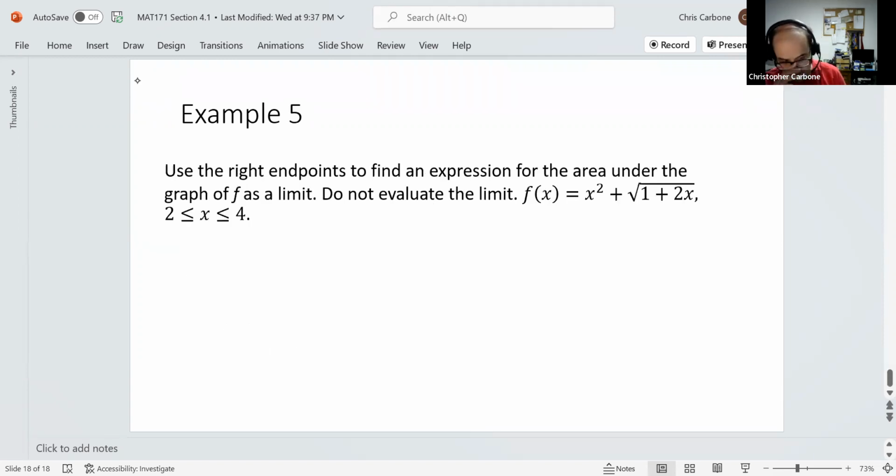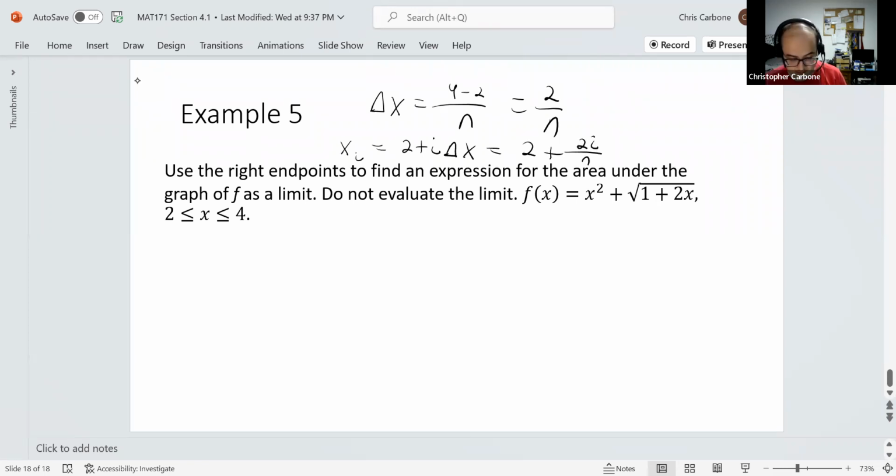And then finally, one last example. Using the right endpoints to find the expression for the area under the graph of f as a limit, we don't want to evaluate it. This would be f of x is equal to x squared plus the square root of 1 plus 2x, with x being between 2 and 4 inclusive. Delta x for this will be 4 minus 2 divided by n, so 2 divided by n. And to get each of these endpoints, x sub i, this would be 2 plus i times delta x, so 2 plus 2i divided by n.